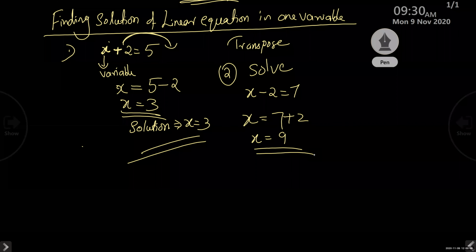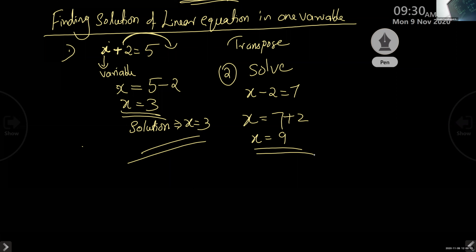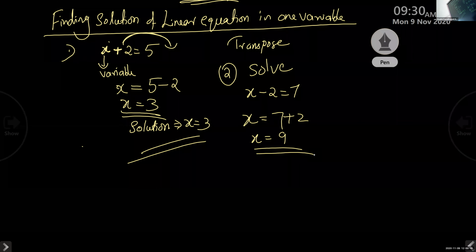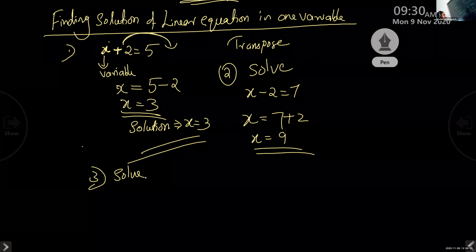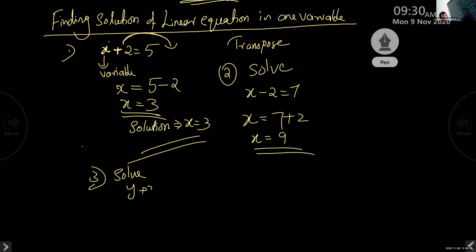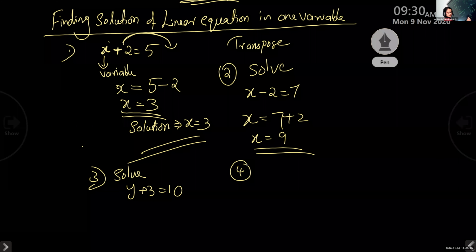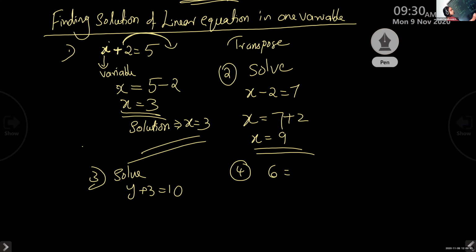Solution means find the value of the variable. So here the variable is x, so its value is x equal to 9. Now the next one, solve y plus 3 equal to 10. And the fourth one, 6 is equal to z plus 2. Try.